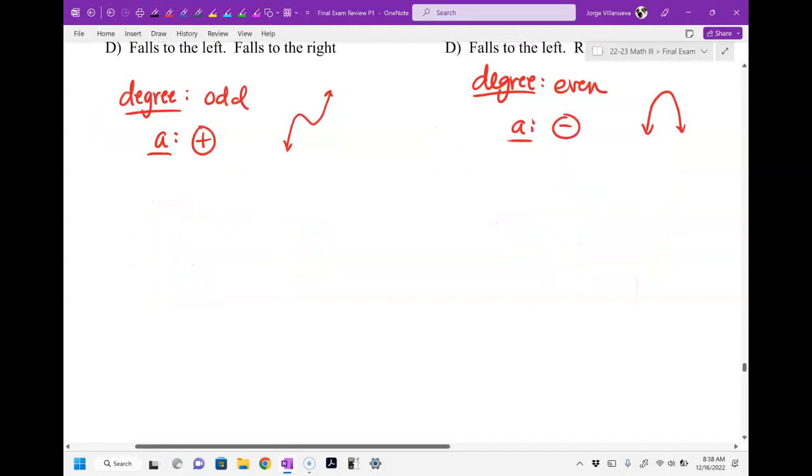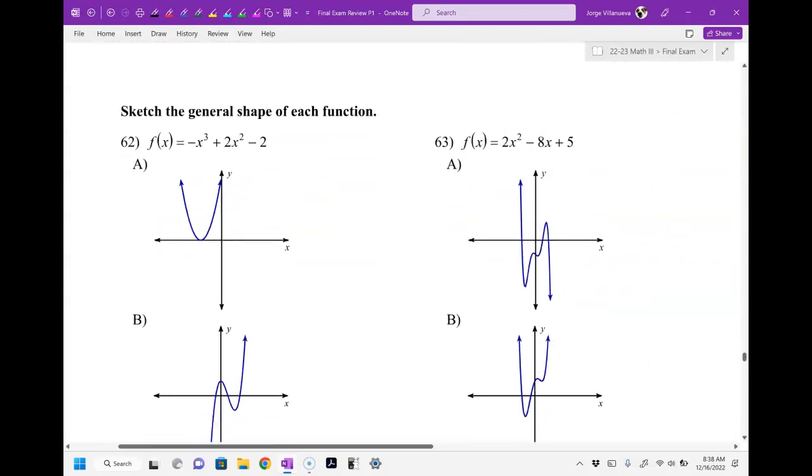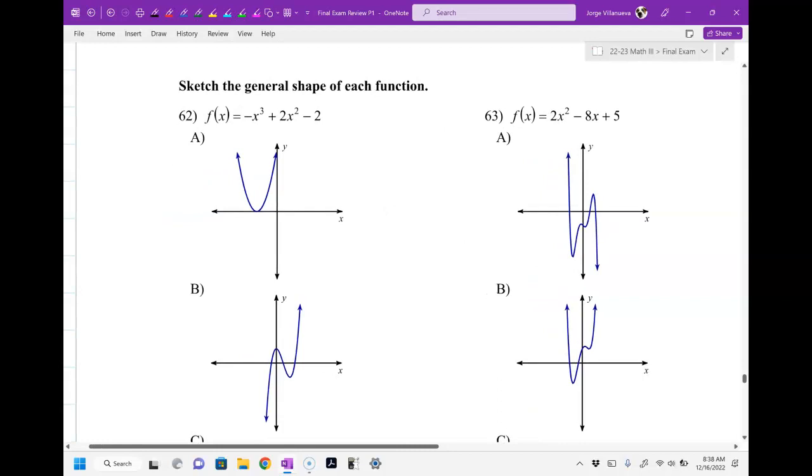All right. Sketch the general shape of this function. Now you might say, I have no idea how to graph a cubic function. Well, look, there's a couple things that you can do. First off, you're going to want to look at the y-intercept of that function. The y-intercept is right here. So I'm going to write this down really quick. Y-intercept of -2.